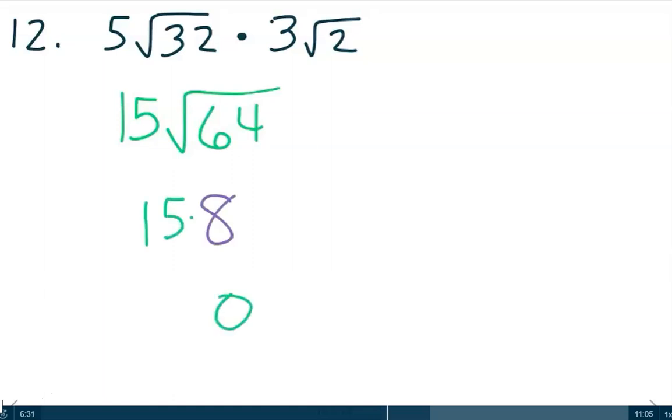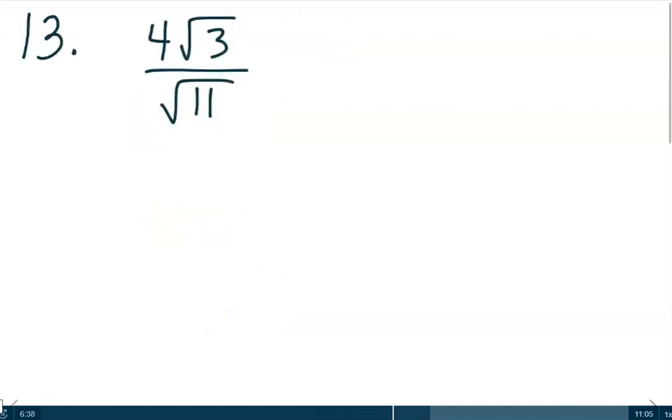8 times 5 is 40, carrying a 4. 8 times 1 is 8, plus the 4 is 12. So 120 is your final answer.